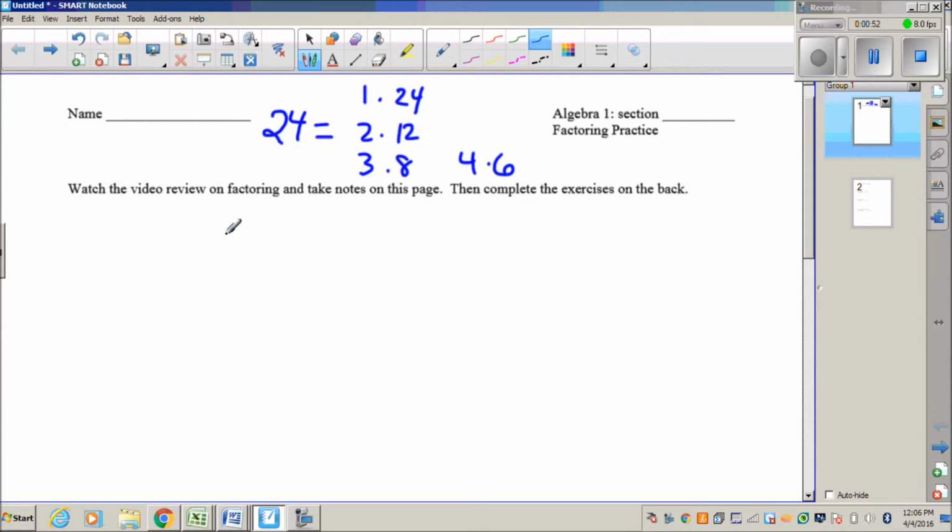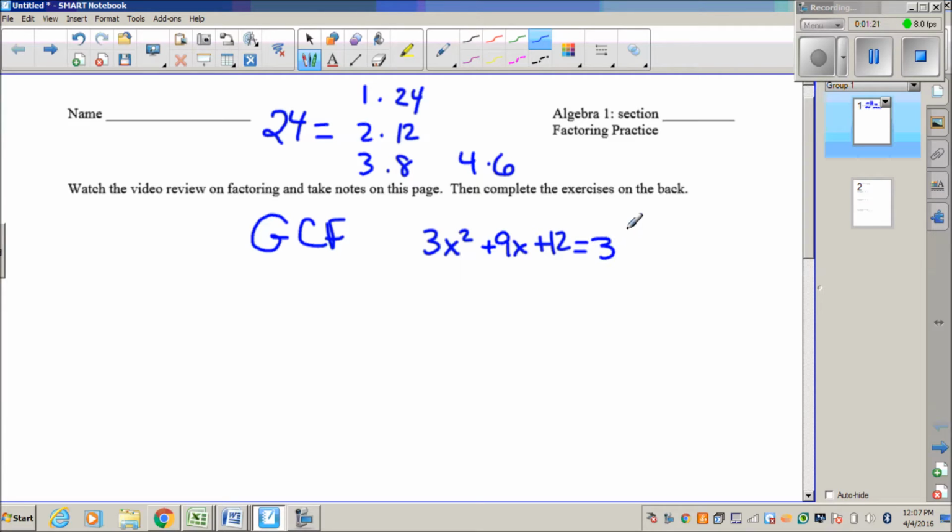So when factoring, the first thing you always want to try to look for is the greatest common factor. That's what you want to look for every time. So for example, if you have 3x squared plus 9x plus 12, the first thing you might want to think about is, is there a common factor in all three of these terms? And yes, in this case, the common factor is 3.